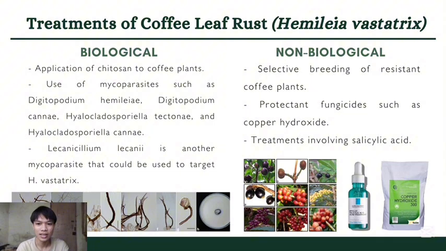On the other hand, non-biological treatments of coffee leaf rust caused by Hemileia vastatrix have also been explored. It includes selective breeding of resistant coffee plants, and along with it, protectant fungicides such as copper hydroxide are commonly used as preventive measures against the pathogen. Treatments involving salicylic acid have also been explored after being validated by their success against other plant pathogens.